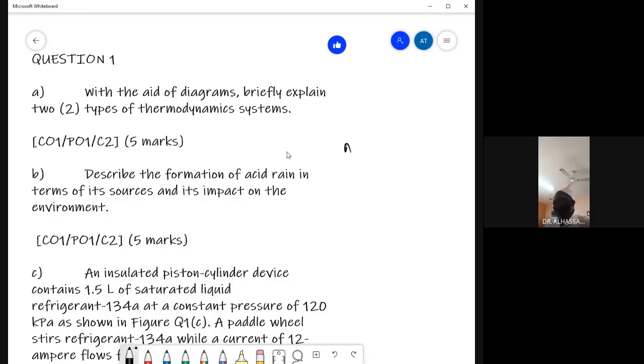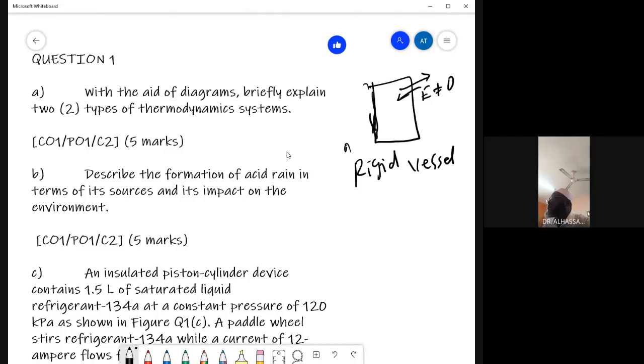Okay, yes. So now let's proceed. So for a closed system, we have something like this, a rigid vessel. Rigid vessel means, what are the characteristics of a closed system? Energy can enter, so energy is not equal to 0, but mass equals 0. It means mass is not allowed to go in and out of the system. You understand me? So this is a rigid vessel.